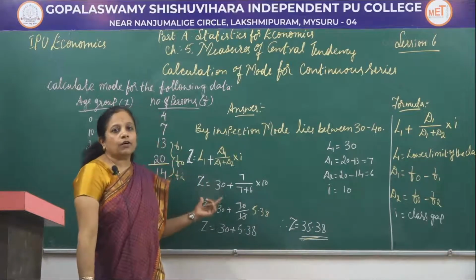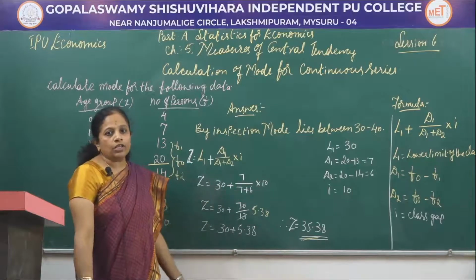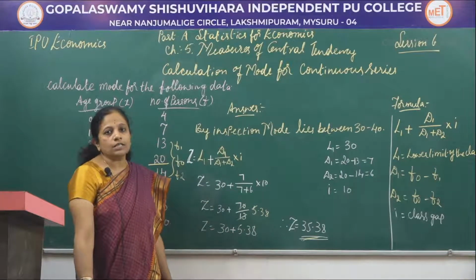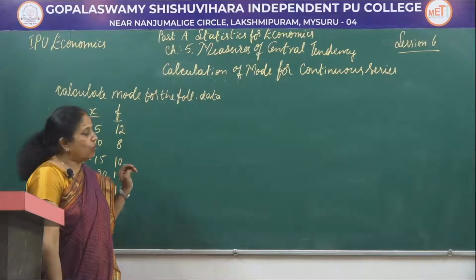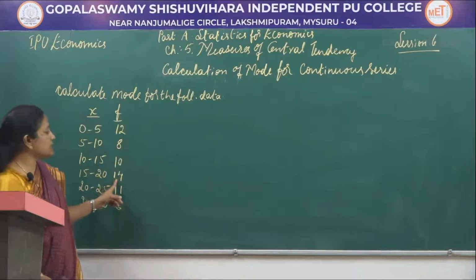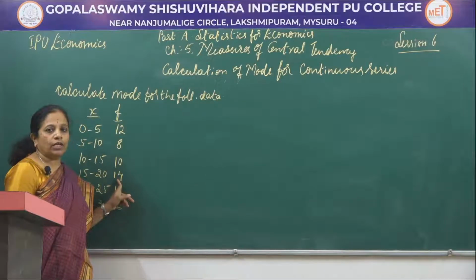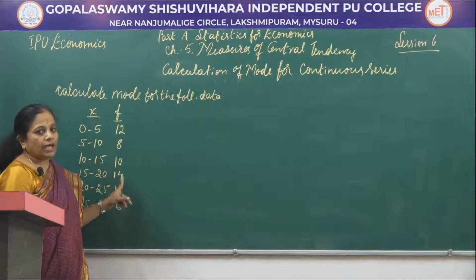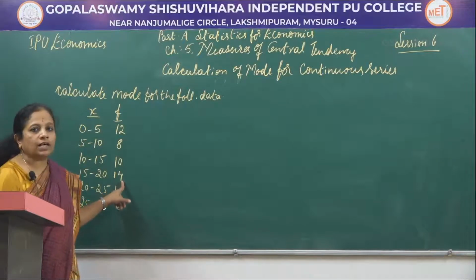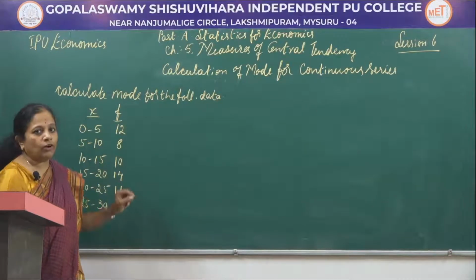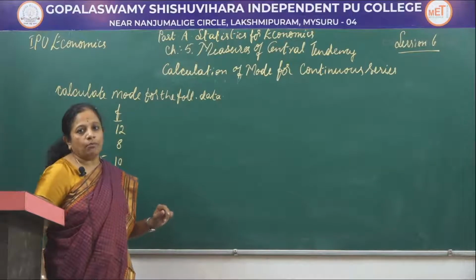Now let us work out one more problem of the calculation of mode for continuous series. This is one more sum of the calculation of mode. By observation only we can say that 14 is the highest frequency, and since 14 is the highest frequency, 14 is considered as mode, but we have to find out the actual mode.